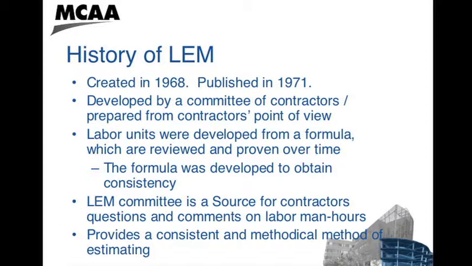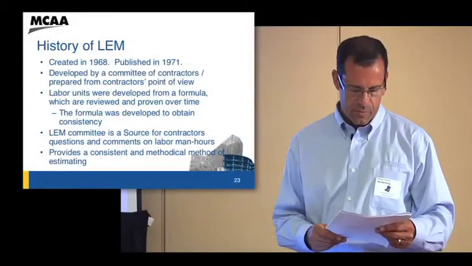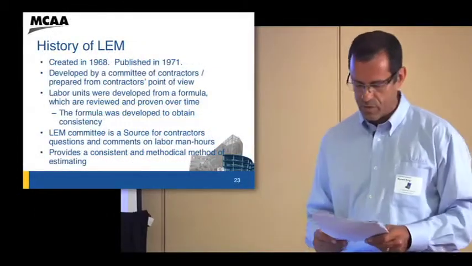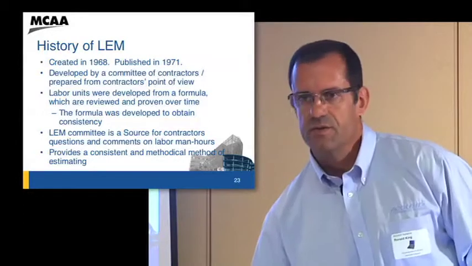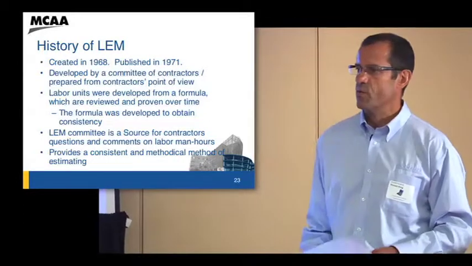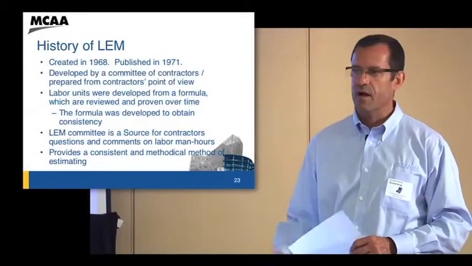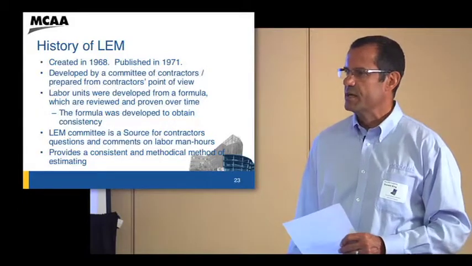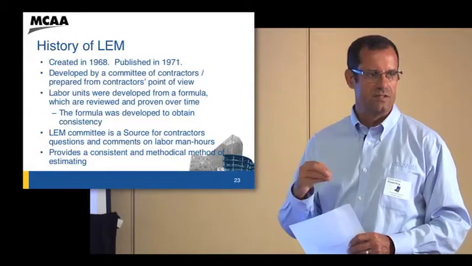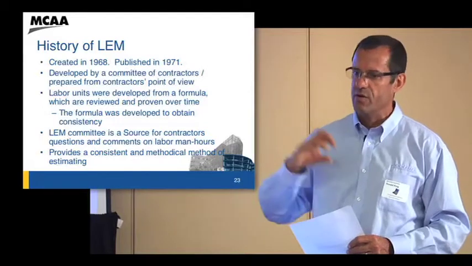It was created by a committee of contractors, prepared from a contractor's point of view. So it was certainly with the feedback of contractors and their information that the guidelines were used. Labor units were developed from a formula which was reviewed and proven over time. We do have two different formulas that we use. One of them is for pipe, and the other formula is basically for everything else. The great thing is it provides consistency for all of the labor units, so everything flows through this formula.